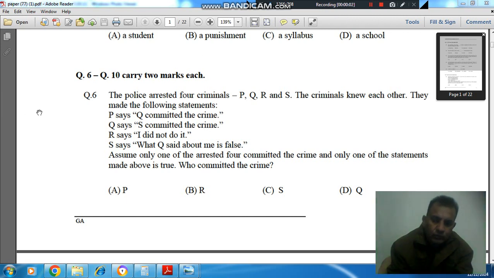Hello, welcome again. We are solving general aptitude of GATE 2019 of the chemical engineering paper. Questions number 6 to 10 carry 2 marks.